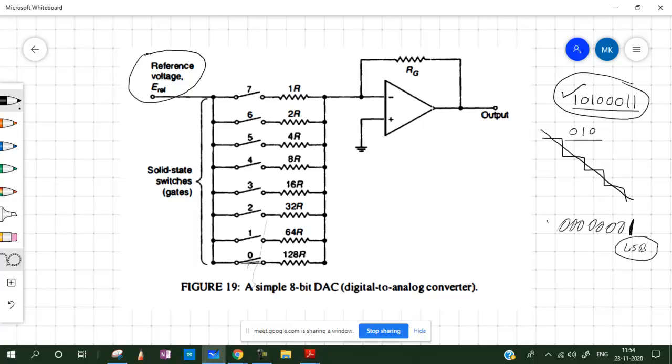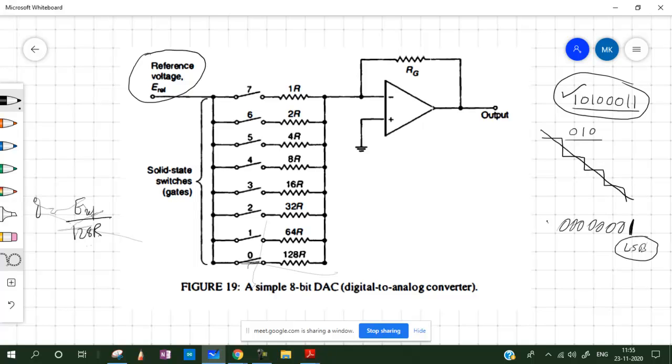So because of this, what current will go ahead? E reference divided by 128 R, isn't it? It means a very small current will go to the op amp. It's an op amp here, an inverting amplifier, operational amplifier. And with appropriate values of, let's say, RG, we can amplify that signal also, and then it will output some voltage here, isn't it? So this will go to the actuator. Understood?